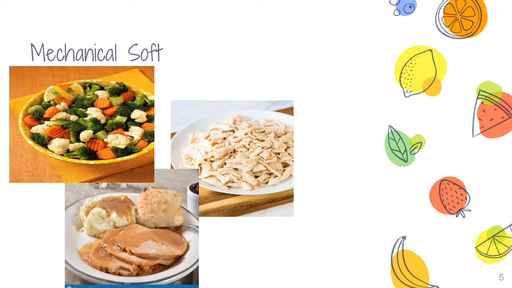Mechanical soft foods are foods that require less chewing than your regular diet. For example, during supper we are having a chicken breast, mixed vegetables, and mashed potatoes with a dinner roll. A person with a mechanical soft diet will need the chicken breast chopped or ground to be able to eat it, and then the mixed vegetables, mashed potatoes, and dinner roll are soft enough for them to swallow, so they can have it like this.